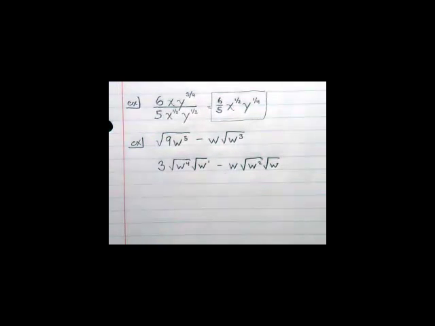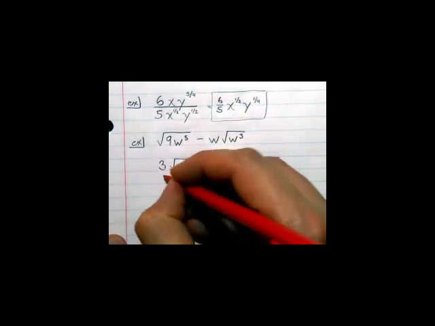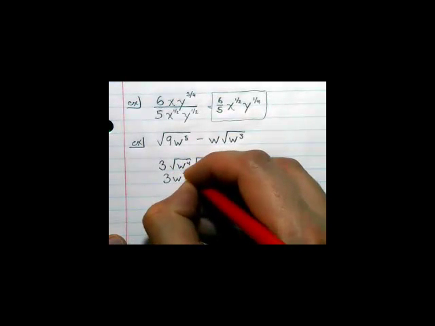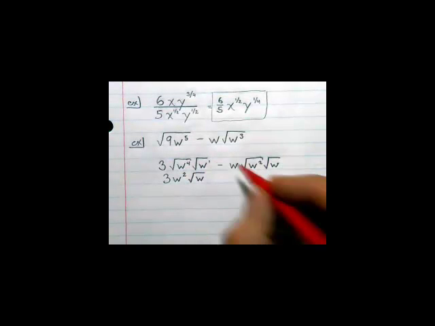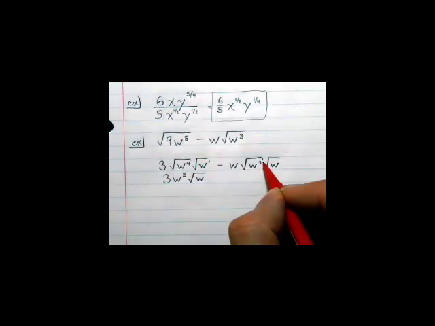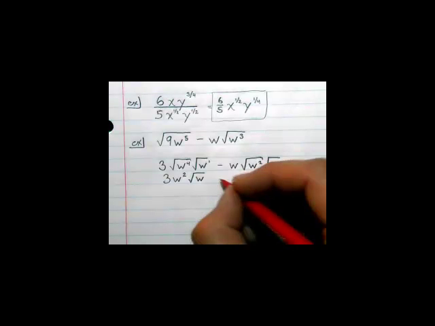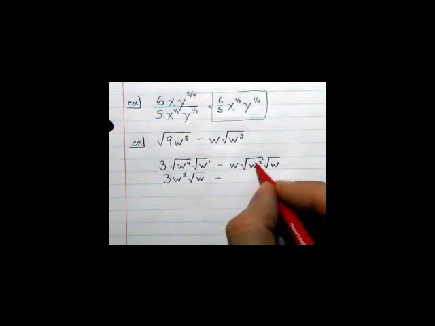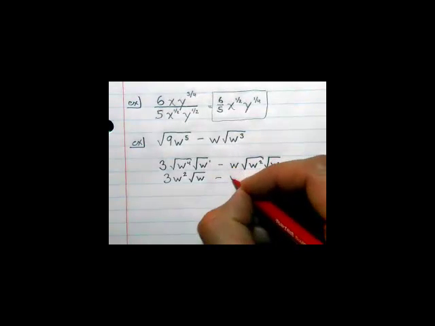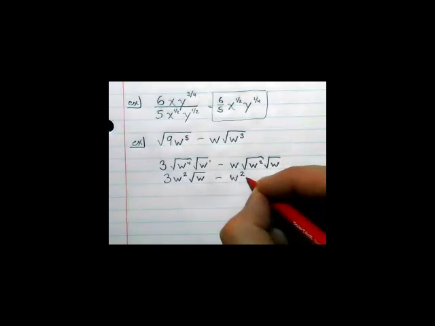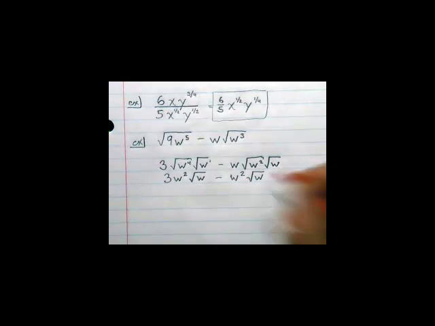All right, so let's take the square roots that we can take now. Square root of w to the 4th is what? W squared. So we've got 3w squared square root of w. What's the square root of w squared? W. W I can multiply with this one. That's w squared. What is this? Yeah, but now you have the square root of w.